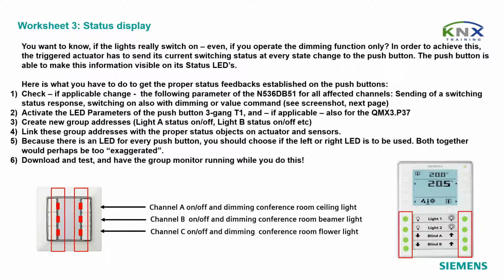Status display. You want to know if the lights really switch on, even if you operate the dimming function only? In order to achieve this, the triggered actuator has to send its current switching status at every state change to the push button. The push button is able to make this information visible on its status LEDs. Here is what you have to do to get the proper status feedbacks established on the push buttons.